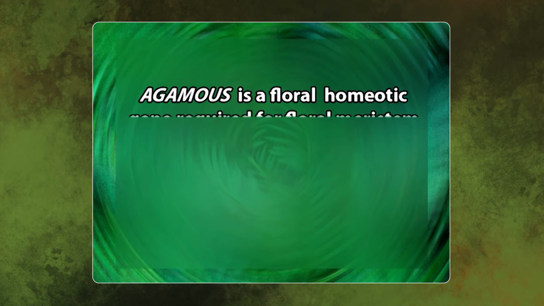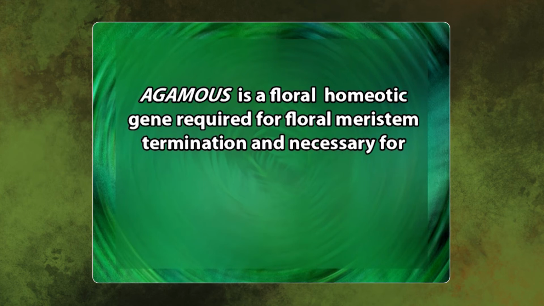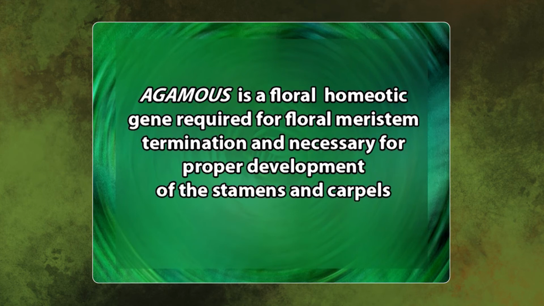The transition from shoot meristem to floral meristem requires floral meristem identity genes that both specify the floral organs and cause the termination of the production of stem cells. AGAMOUS is a floral homeotic gene required for floral meristem termination and necessary for proper development of stamens and carpels. AGAMOUS is necessary to prevent the conversion of floral meristem to inflorescence meristem, but is not involved in the transition from shoot to floral meristems.